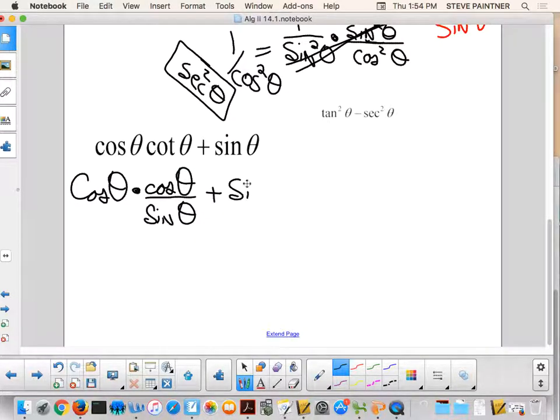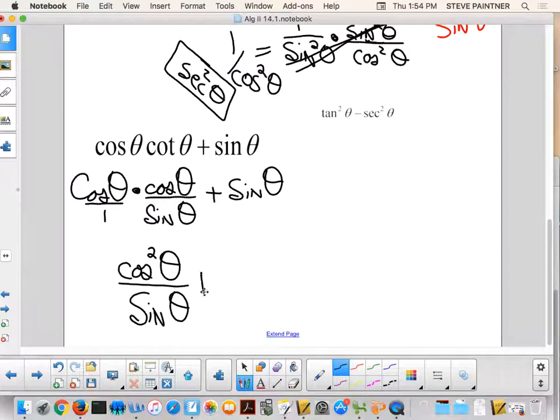Plus sine of theta, right? This is cosine over 1 times cosine over sine. Anybody want to say it? Cosine times cosine, cosine squared. Cosine squared, good. Over 1 times sine is sine. Plus sine. So the signs can't cancel out.